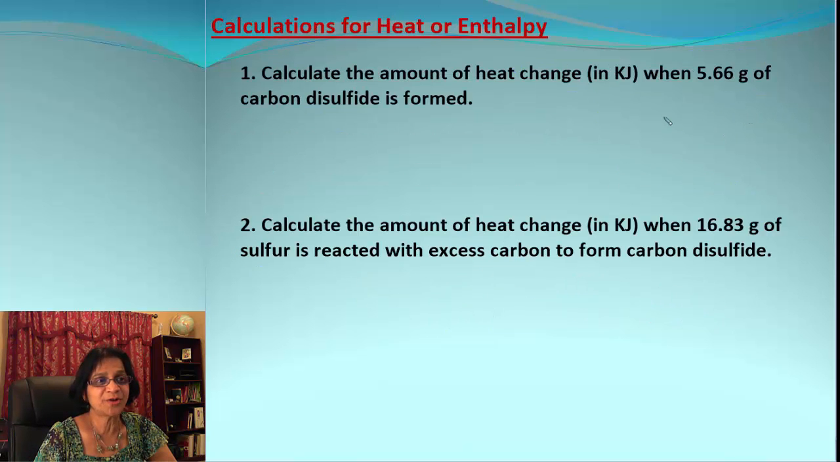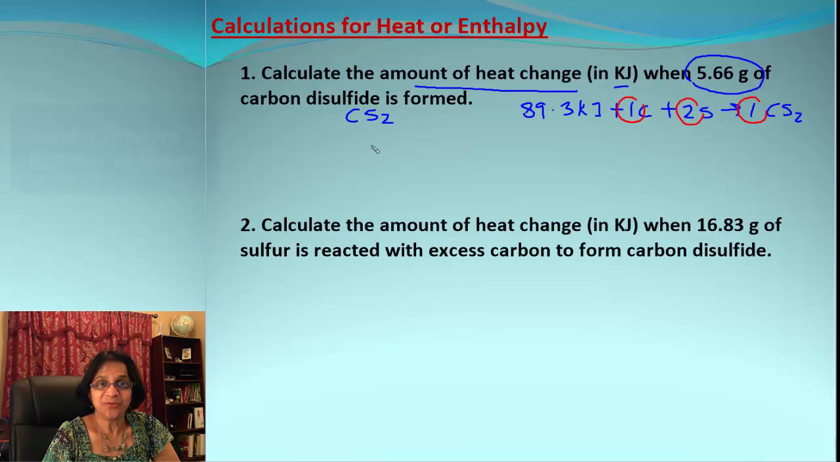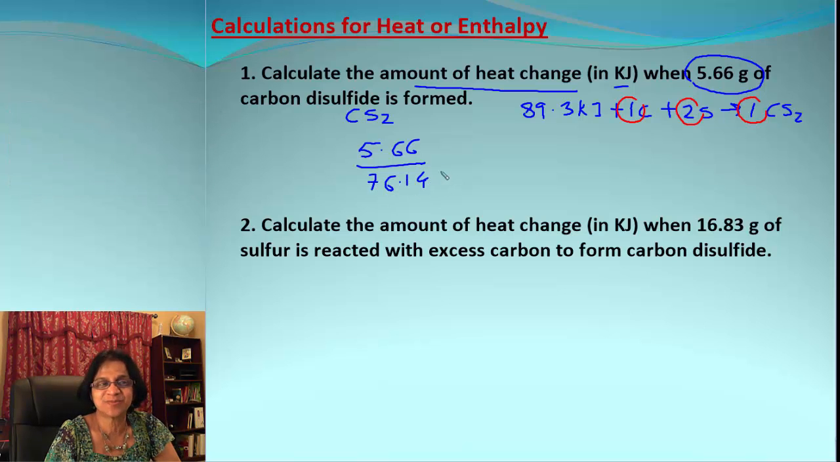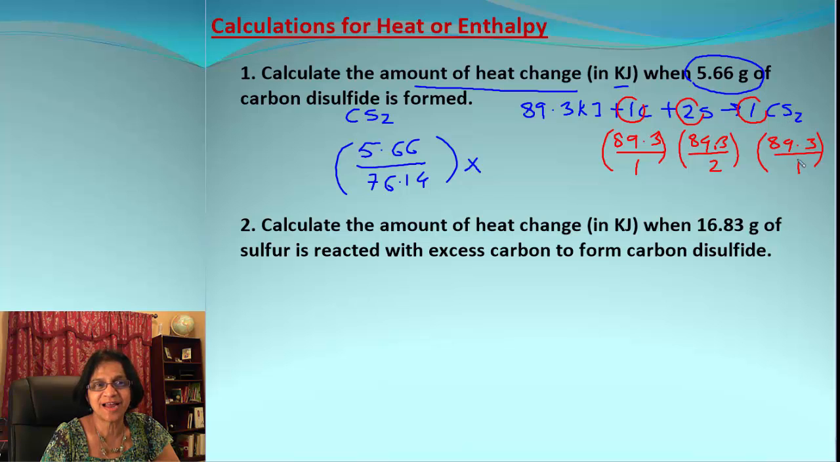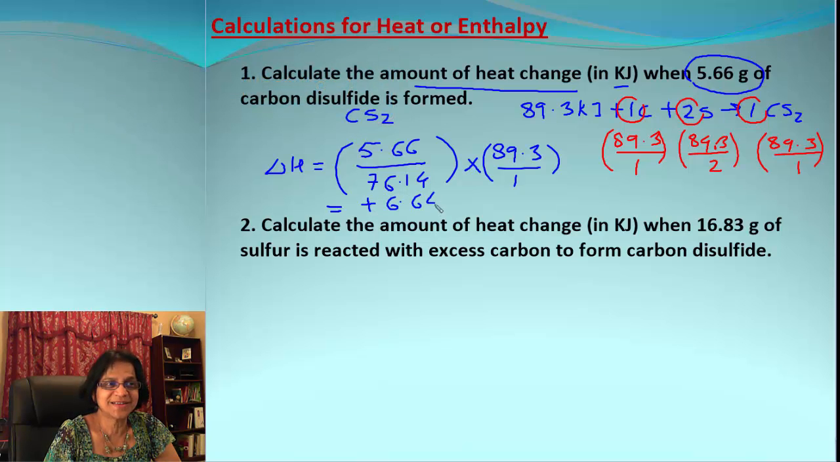Alright, in this equation, we have to find out the amount of heat in kilojoules when 5.66 grams of carbon disulfide, CS2, is formed. The first step is to convert the mass into number of moles. And how do we do that? We divide that by the molar mass, which is 76.14. And once we find the moles, we are going to multiply that by the heat per mole for that particular compound. In case of carbon disulfide, that value is 89.3 divided by 1. And when we multiply, our final answer comes out to be 6.64 kilojoules.